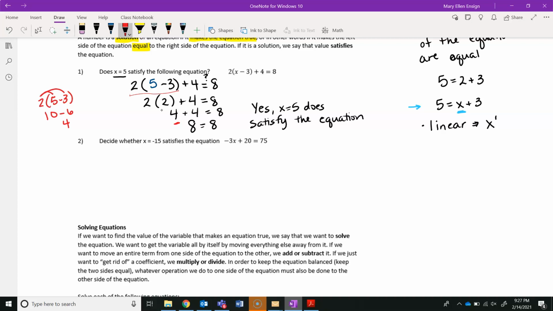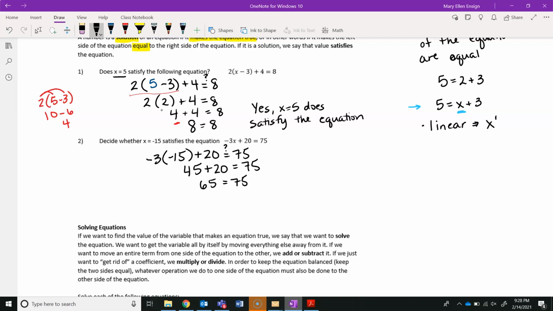Okay, so let's do the next one. Decide whether x equals negative 15 satisfies the equation. So again, we're going to substitute negative 15 for x. And technically at this point, I'm trying to find out if those two are equal. So on the left side, I multiply these two because multiplication comes before addition. And then 45 plus 20 is 65.